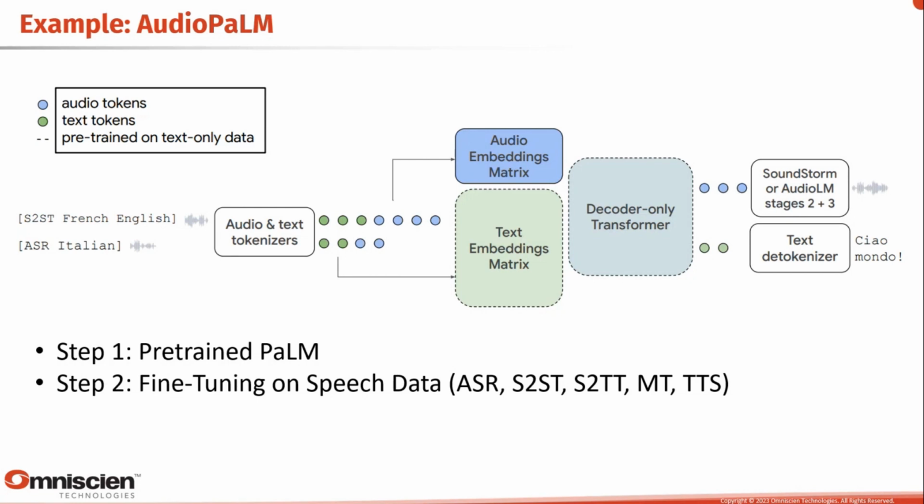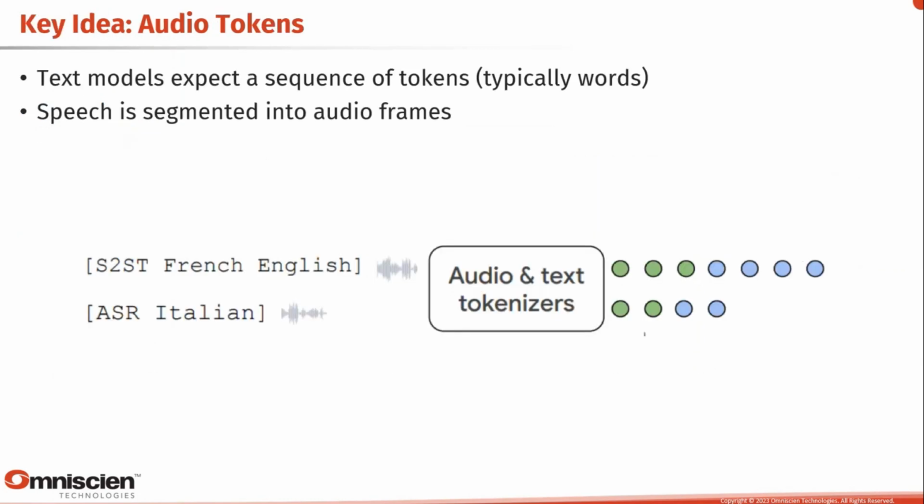You start step one with a pre-trained Palm language model, and then you fine-tune it on these various kinds of speech data that exist: speech recognition, speech-to-speech translation, speech-to-text translation, machine translation, and text-to-speech generation. The key idea why this has become more and more feasible is the idea of audio tokens. Text models expect sequences of tokens, typically words, and speech is segmented in audio frames, which are very different. They're very information rich, with high redundancy and a lot of noise and irrelevant content.